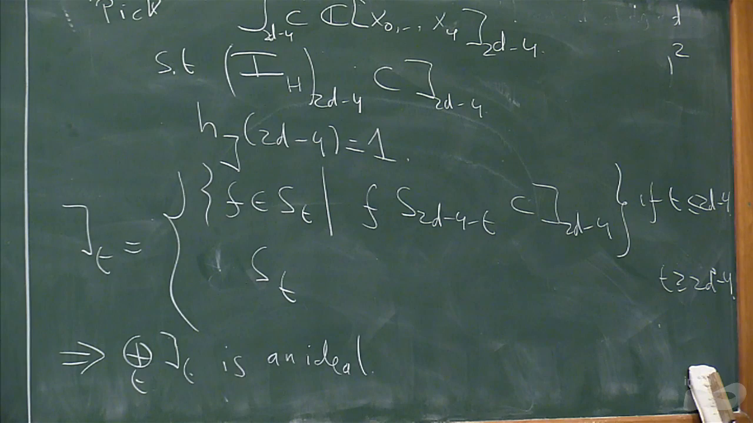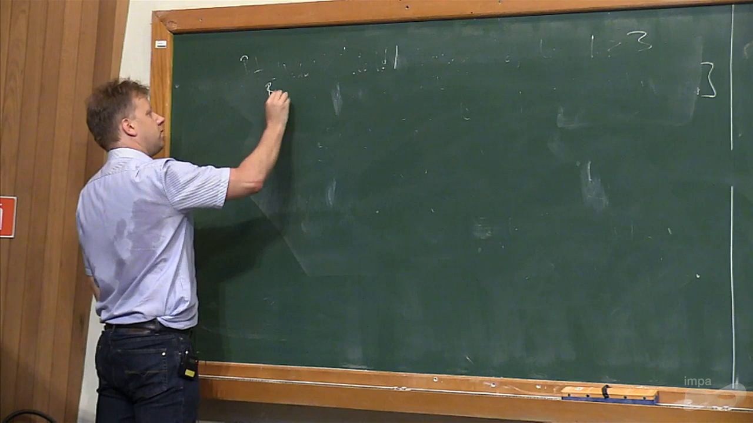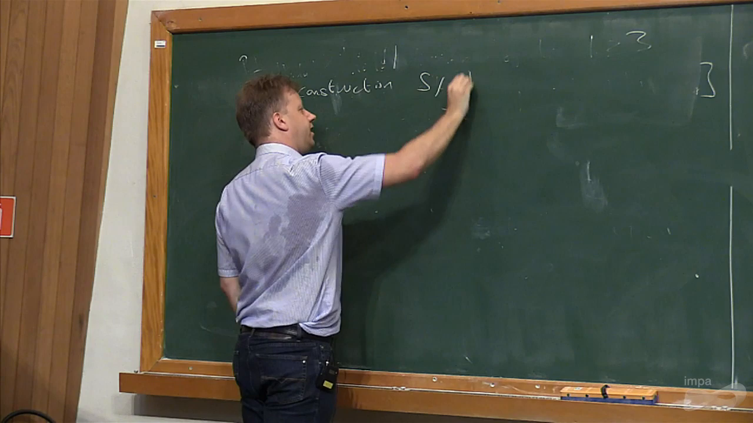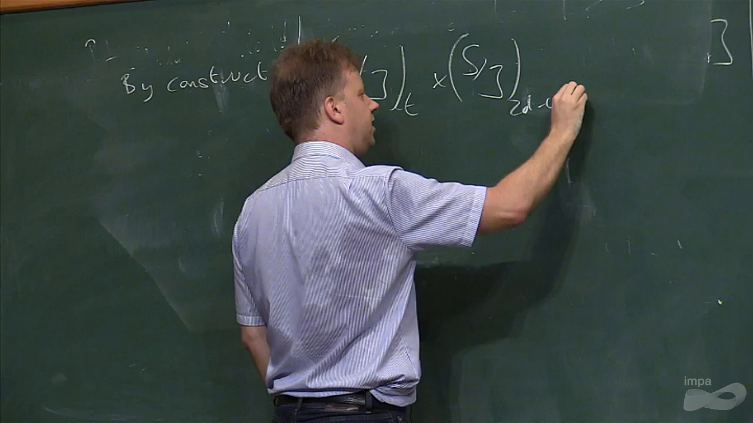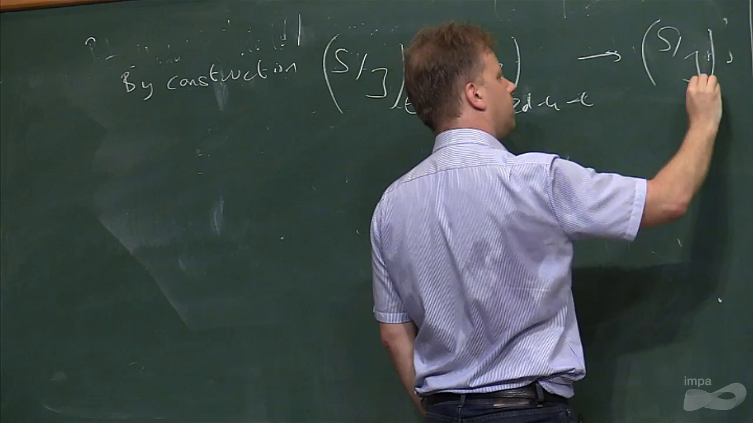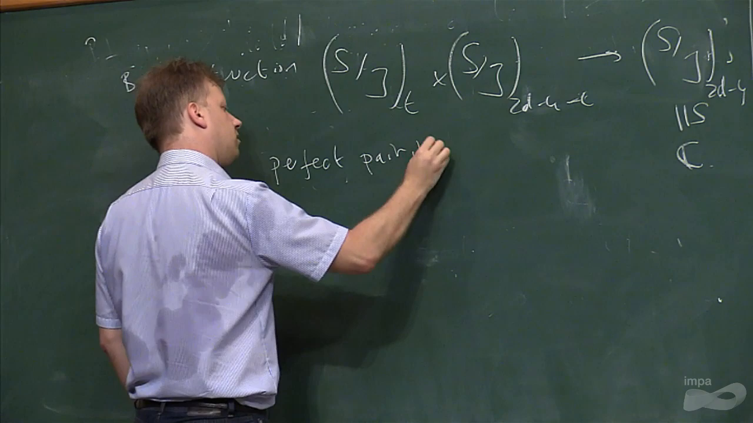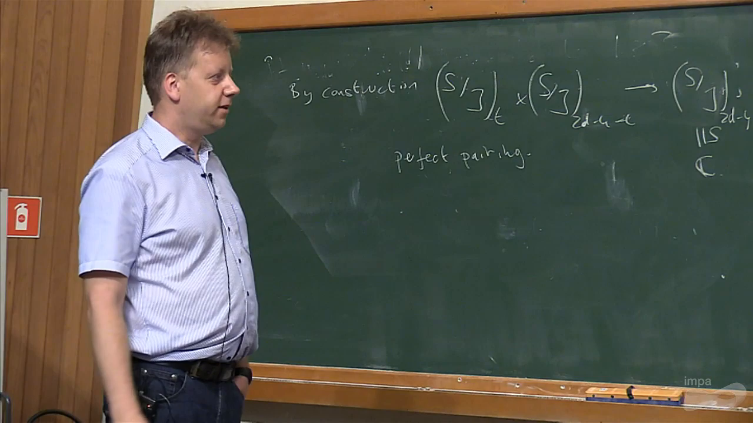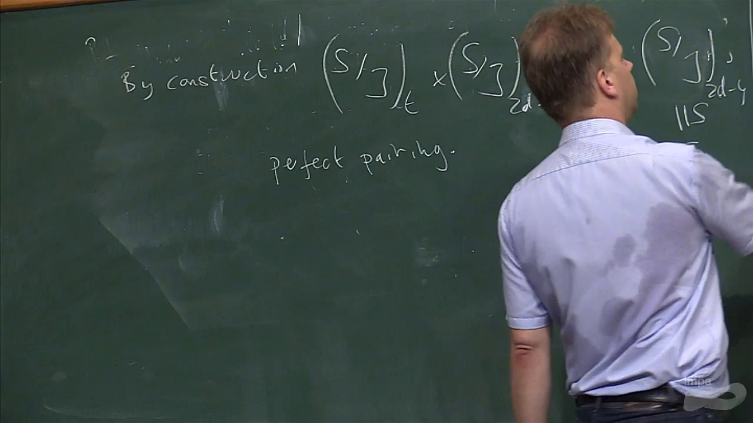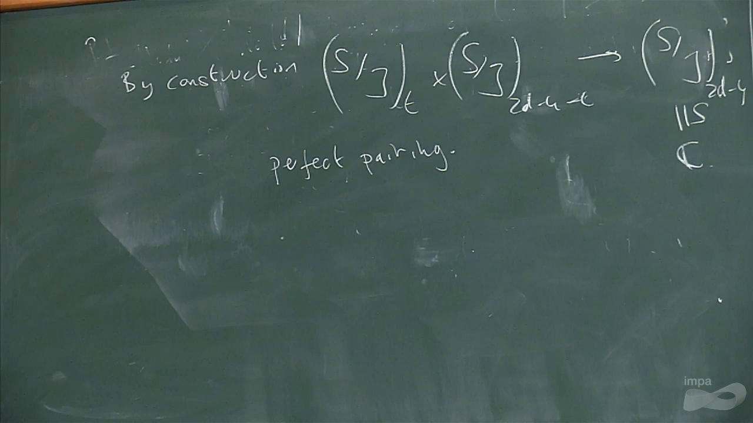By construction, we have that S_j^t times S_j^(2d-4-t) lies in S_j^(2d-4). This is isomorphic with the complex numbers, and this is a perfect pairing. That's how we defined this idea of J of T. Or do we know even more?